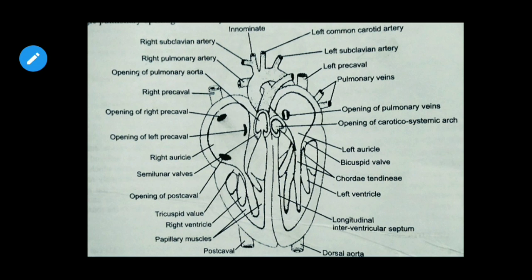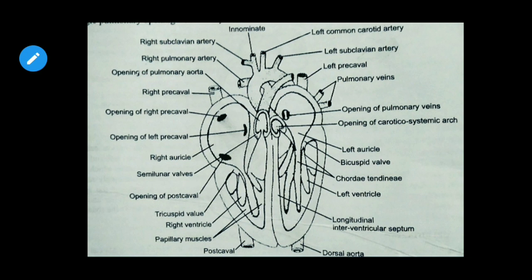First, the heart. The heart is a pear-shaped, four-chambered heart. Its color is red. It is lying mid-ventrally between the two lungs in the anterior part of the thorax. The base is broad and the apex is pointed.